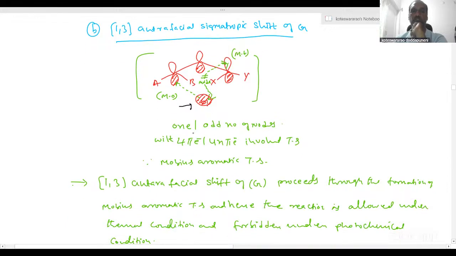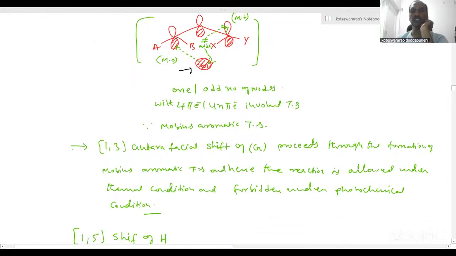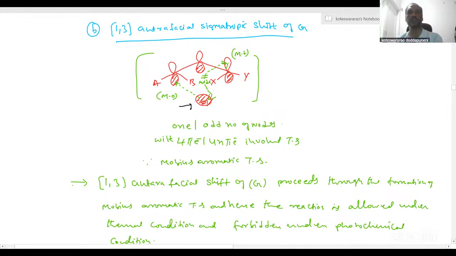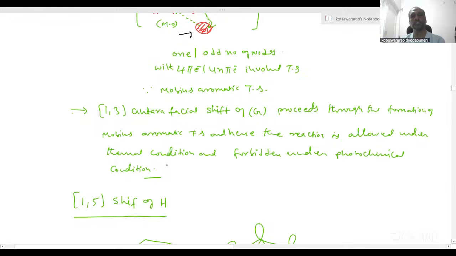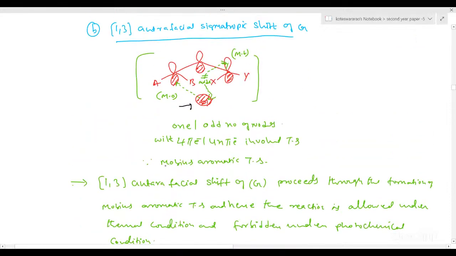That one node, or odd number of nodes, indicates a Mobius transition state involving 4 pi electrons. Therefore, it is a Mobius aromatic transition state. Then it is thermally allowed and photochemically forbidden.